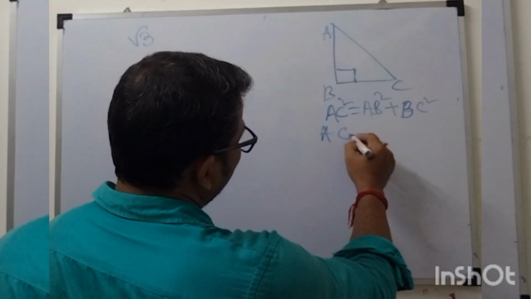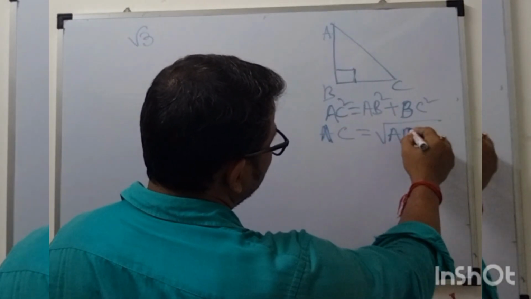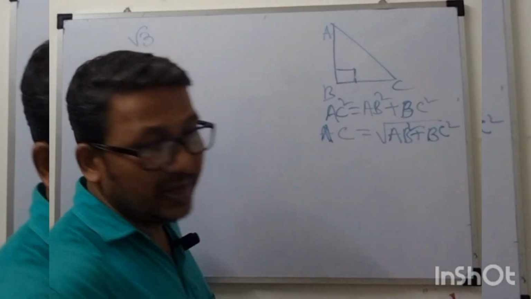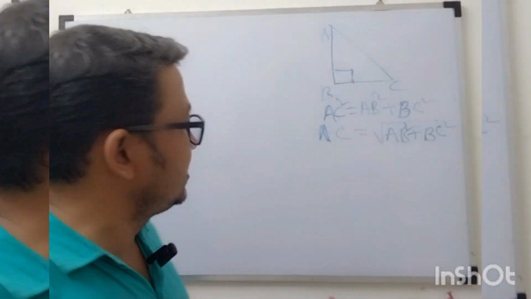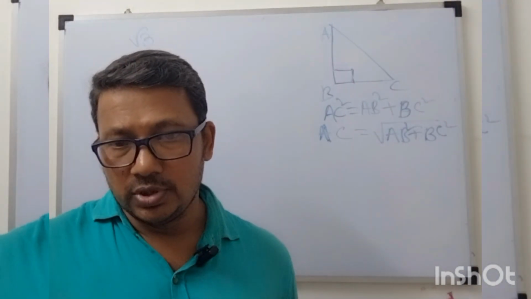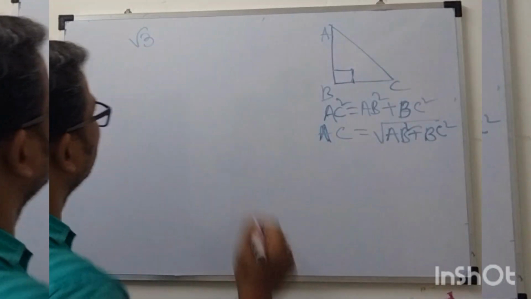And if we find out AC, then AC is equal to root over AB square plus BC square. This is the key feature of Pythagoras theorem. Now we are going to put the number root 3 on the number line. How will it be possible?